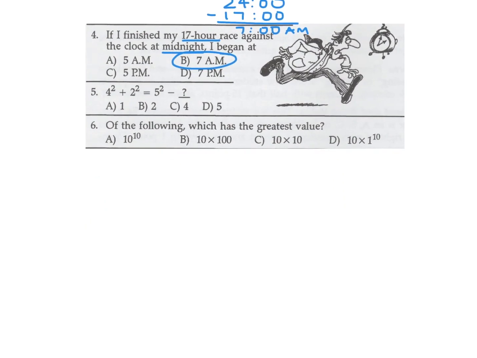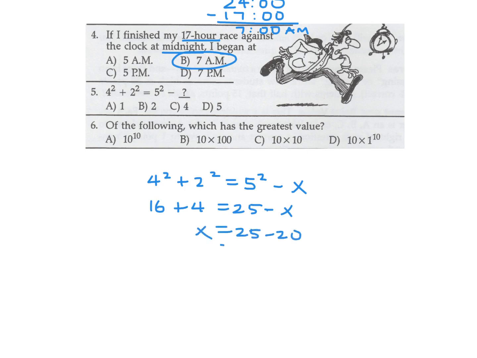4 squared plus 2 squared is 5 squared minus something. Okay, so let's just put that as x. I'm not sure why they use a question mark, but that's okay. 16 plus 4 is 25 minus x. So that means 25 minus 20 is x, and therefore x is equal to 5. And 5 is 5. So that's D.